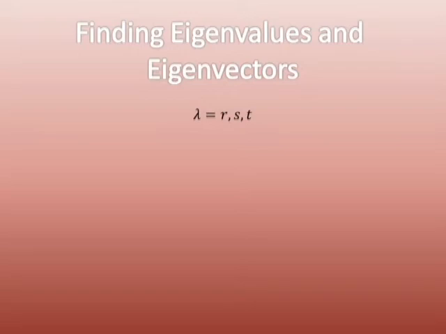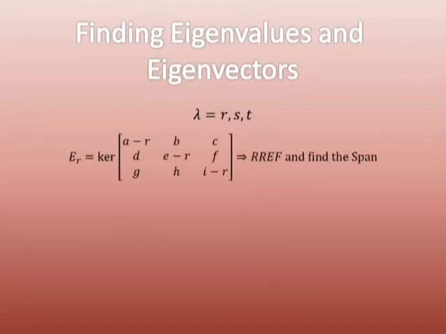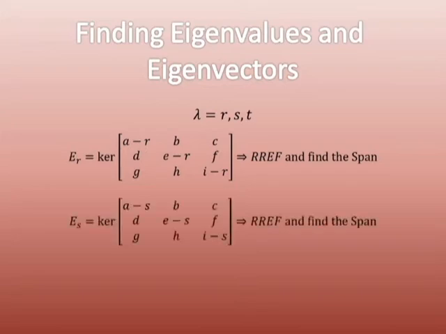Assume lambda equals R, S, T. We need to find the kernel of the matrix when R is substituted. Use the reduced row echelon form and find its span. Repeat this for the other eigenvalues.